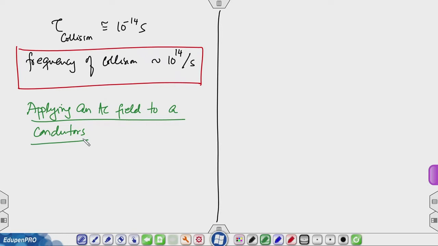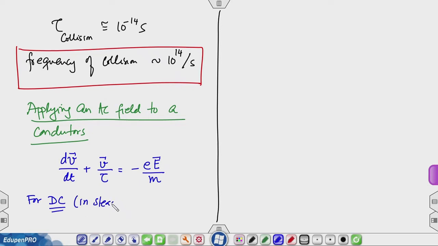Recall the equation that we had for the velocity of electron, which was dv/dt plus v over tau equals minus E over m. And for DC, in a steady state, we had taken dv/dt equals 0. But now I am not doing that. What I am doing now is applying a field E, which is time dependent. So, this is equal to some E naught, complex number, e raised to minus i omega t.